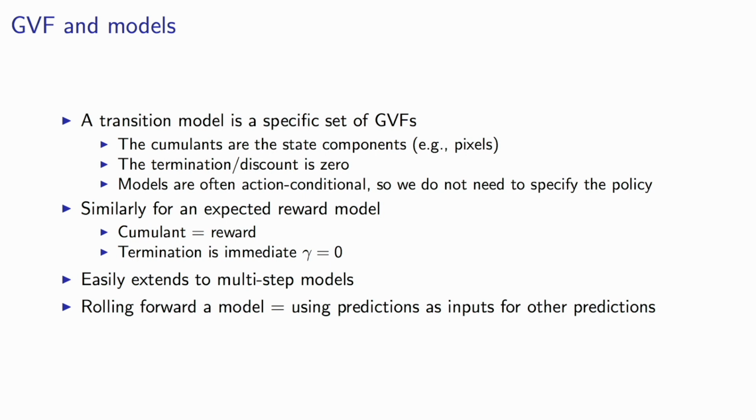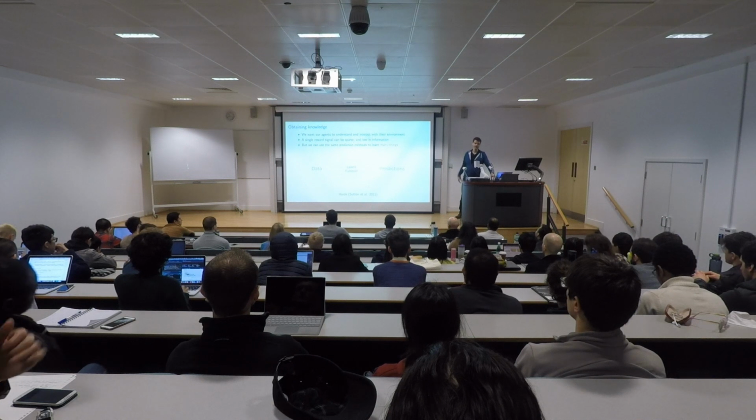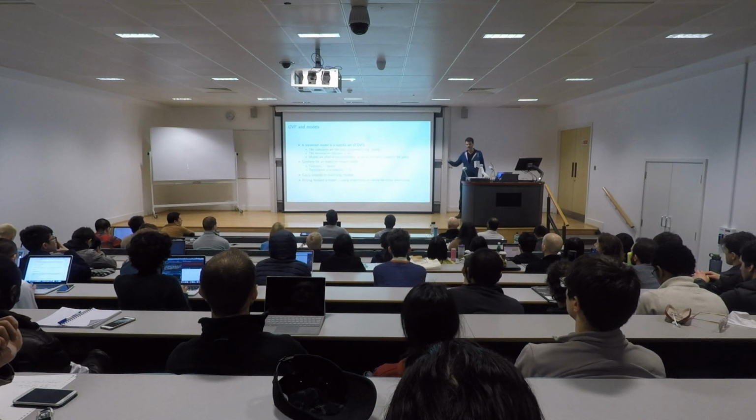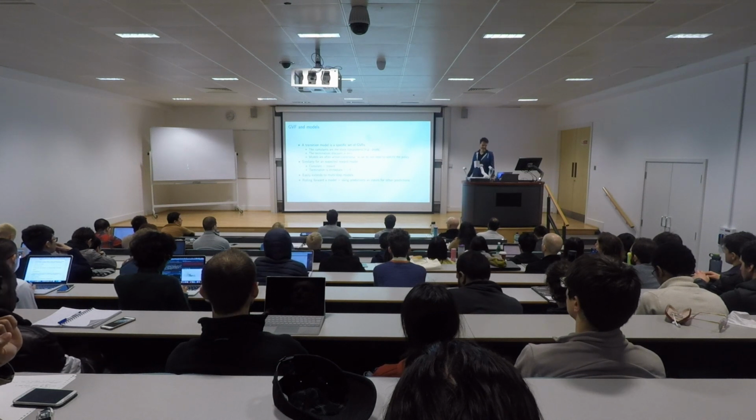Rolling forward a model is basically similar to using predictions as input for other predictions, which is related to this horde picture that I had, where we have this dotted line going back as an input. You could chain these again and again and again. And you could also have multi-step predictions on multi-step predictions, if that makes sense.